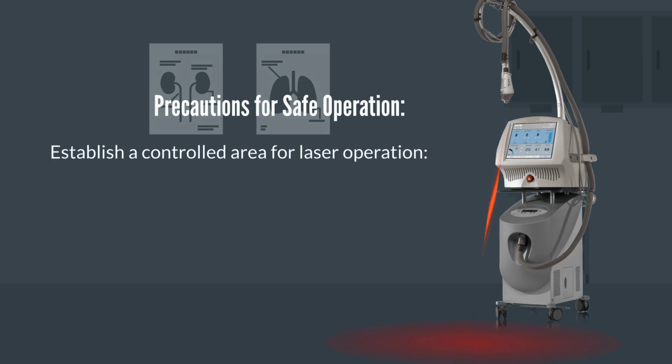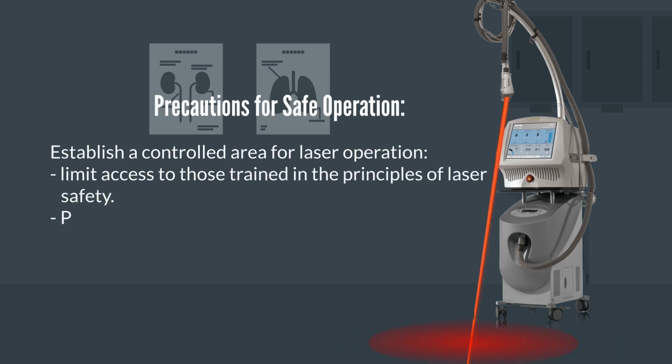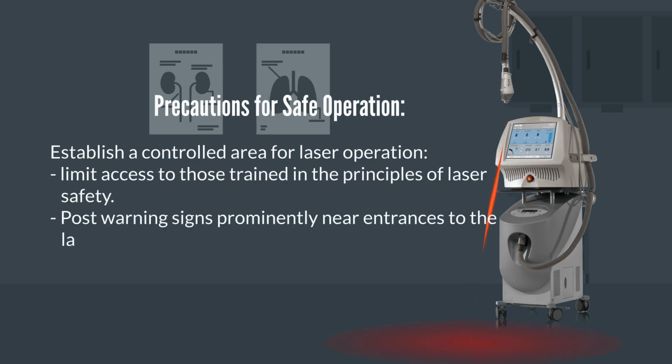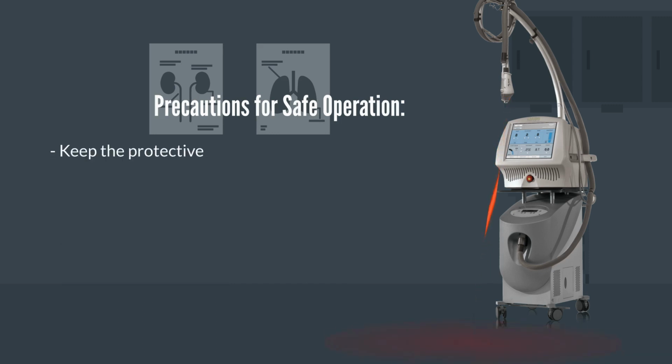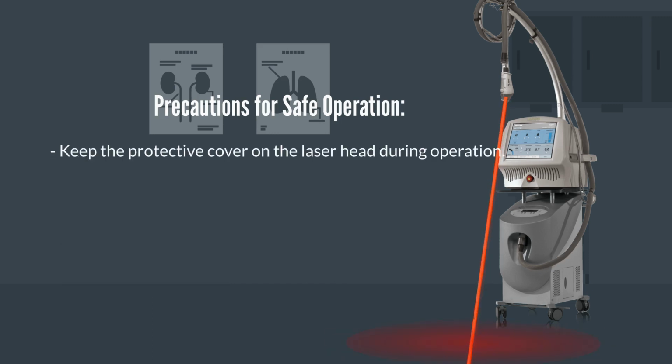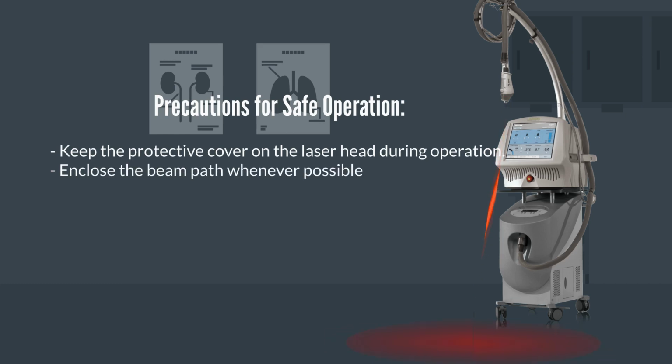Establish a controlled area for laser operation, and limit access to those trained in the principles of laser safety. Post warning signs prominently near entrances to the laser operation area. Set up shields to prevent the beam from escaping the laser operation area. Keep the protective cover on the laser head during operation. Enclose the beam path whenever possible.